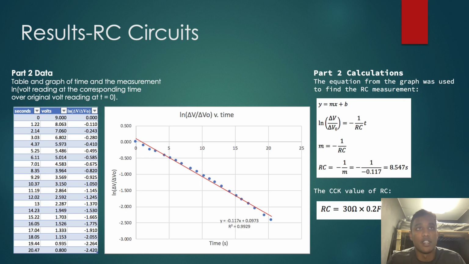Here you can see our data graphed as a graph of time and measurement. For part 2 of this calculation, the equation from the graph was used to find the RC measurement. We calculated the RC measurement to be 8.547 seconds, and the RC to equal 6 seconds.